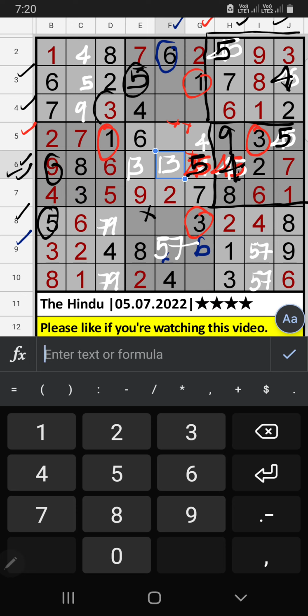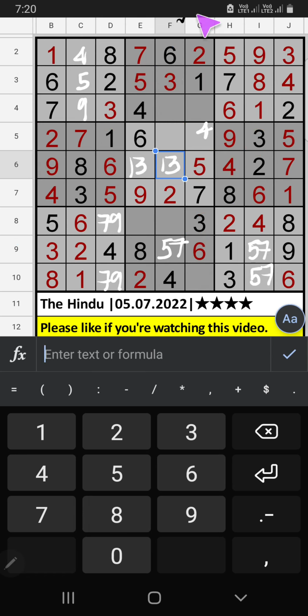4th row, we have 3, so 3 can't come in these cells, then 3 is confirmed here. Column F, we have 3, so 3 can't come in this cell, 3 is confirmed here, then 1 is here. Column E, only one number is remaining, 1 is confirmed here. 5th row, 2 numbers are remaining, 4 and 8. Column F, we already have 4, so 4 can't come in this cell, 4 is confirmed here, then 8 is here.